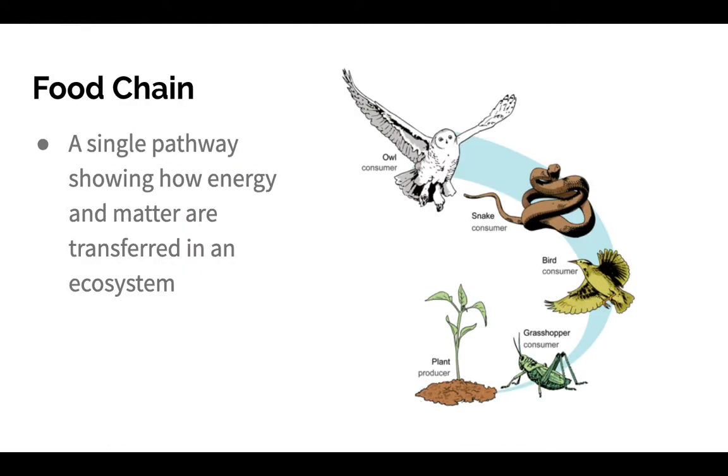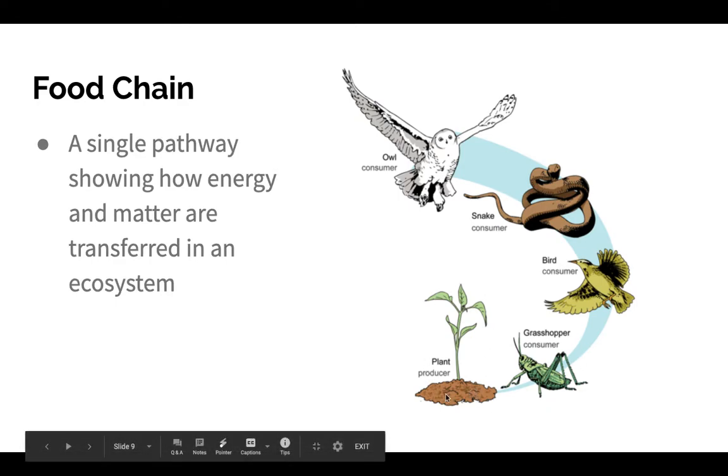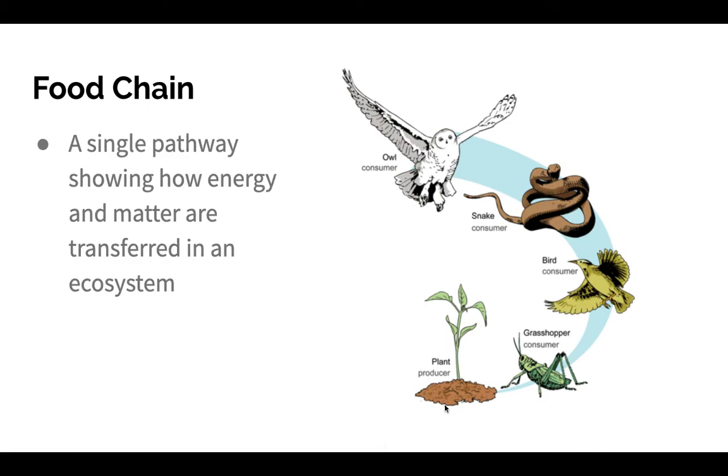So now that we know about the different terms about organisms and what they use to get their energy, we'll talk about how that energy moves through an ecosystem. So the first thing we need to know is a food chain. And a food chain is a single pathway showing how energy and matter are transferred in an ecosystem. So down here we have a plant. This is our producer. It's using the sun. It's trapping the sun's energy in those sugar molecules that it creates.